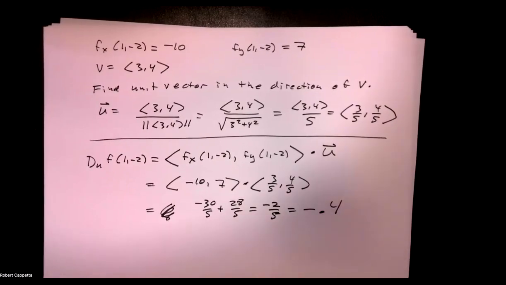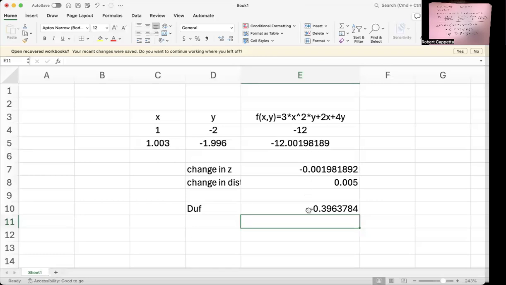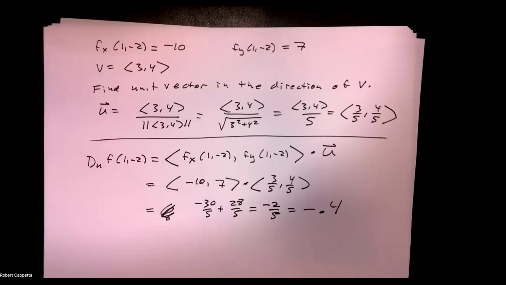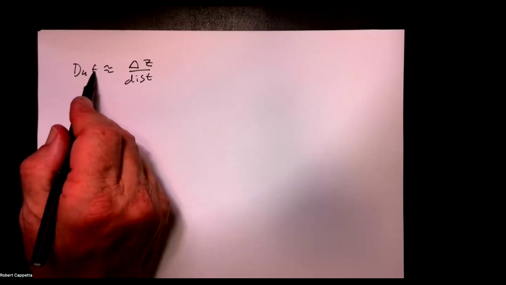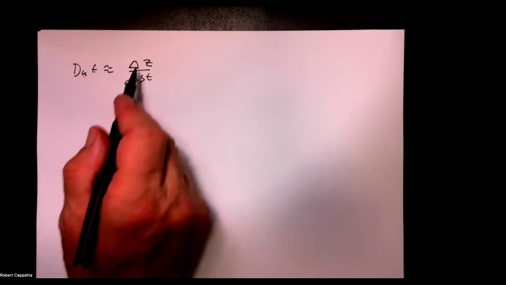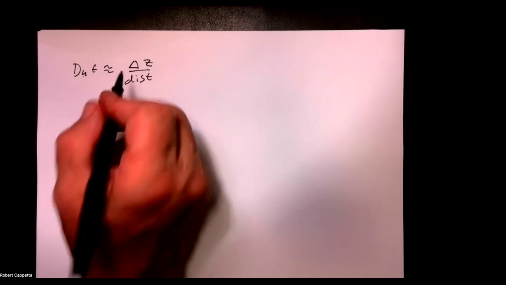Now, how close is that to our predicted answer? Well, let's go back to the spreadsheet and see. We have a DUF here of negative 0.396, pretty close to our exact answer of negative 0.4, which makes me feel pretty good. So what are the highlights of this idea? The directional derivative of the function f in the direction of u is in essence the change in z divided by the change in distance. That's what we're looking for, for a relatively small change in distance.